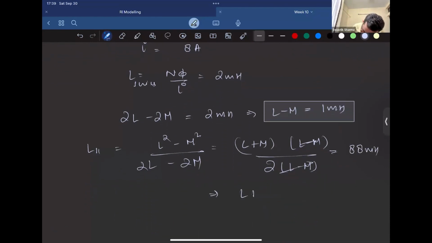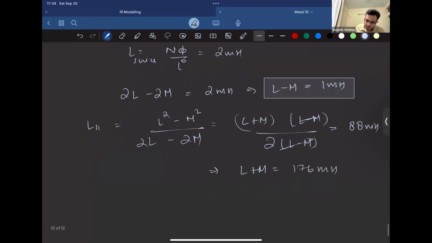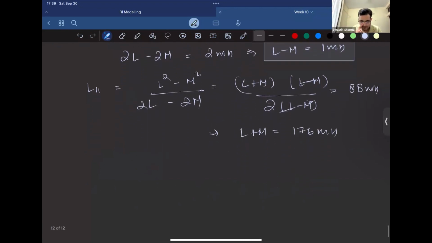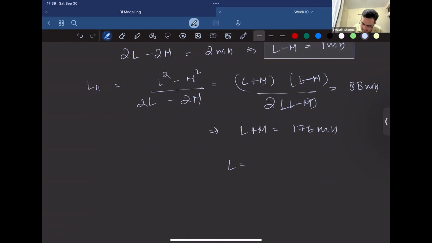So L plus M comes out to be 176 millihenry. So from this, you can get the inductances, right? So what is L? L is nothing but you add both 177 upon 2, which is 88.5 millihenries. And M is what? 87.5 millihenries, right?